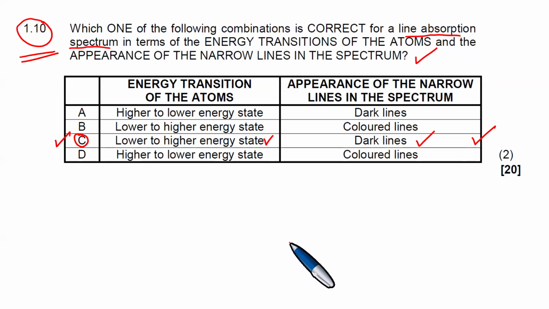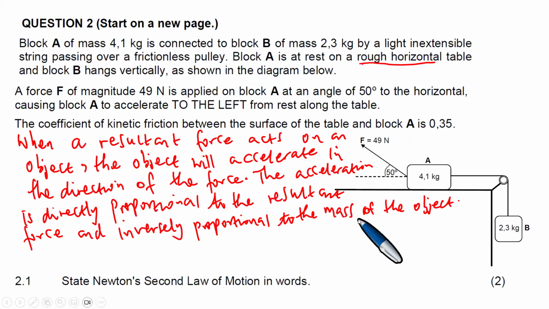It is exactly option C. Lower to high energy state means the appearance of the narrow lines in the spectrum will be the dark lines. Dark lines. Lower to higher energy state. Let's look at the next question.